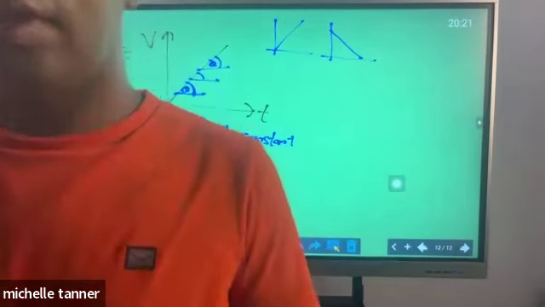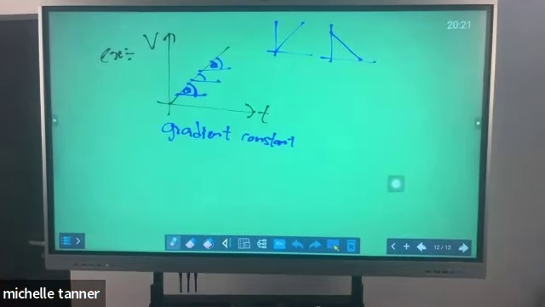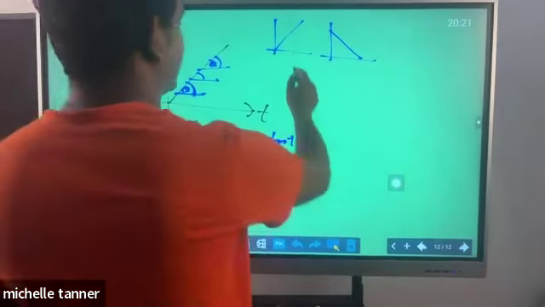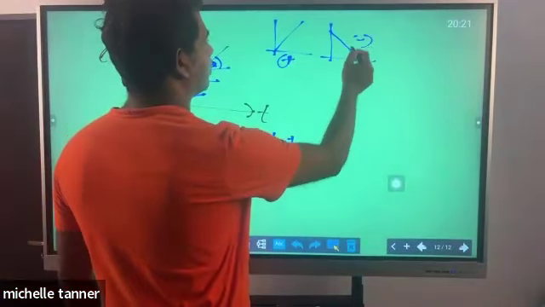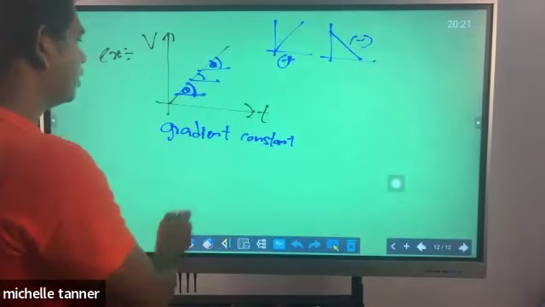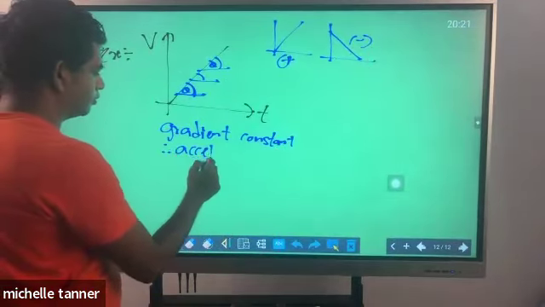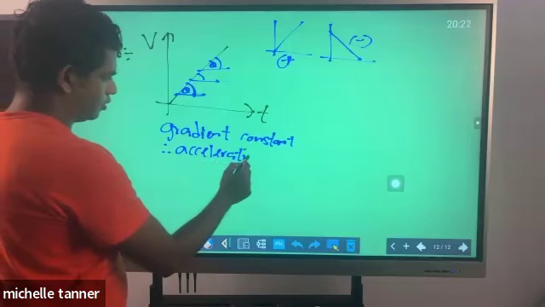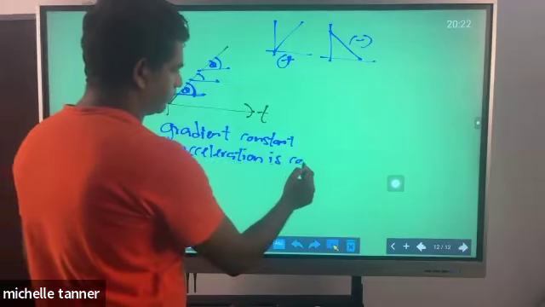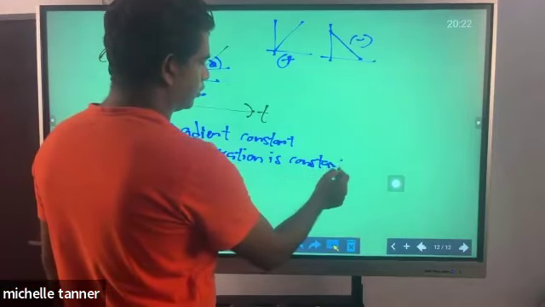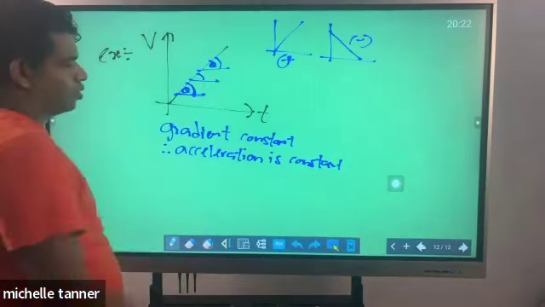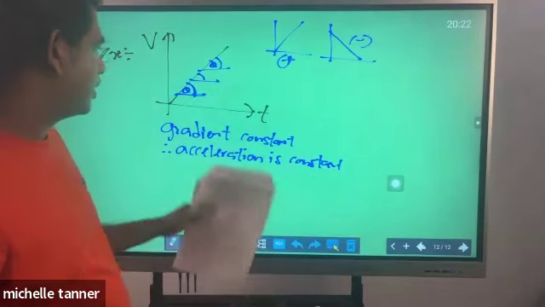Do you know this one? For the graphs, it's important. This gradient is positive, this gradient is negative. For this example, the gradient is constant, therefore the acceleration is constant. Right? Positive acceleration. Write that down.